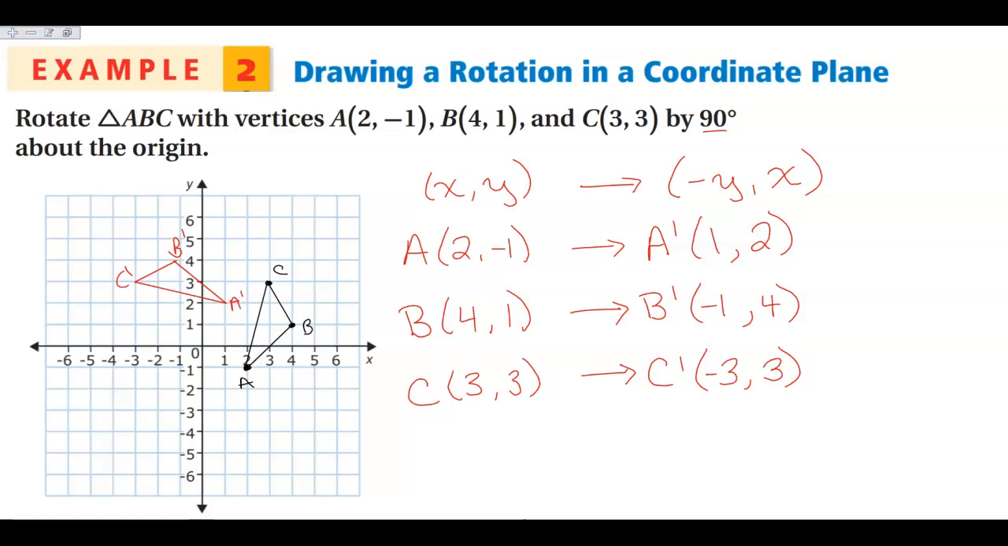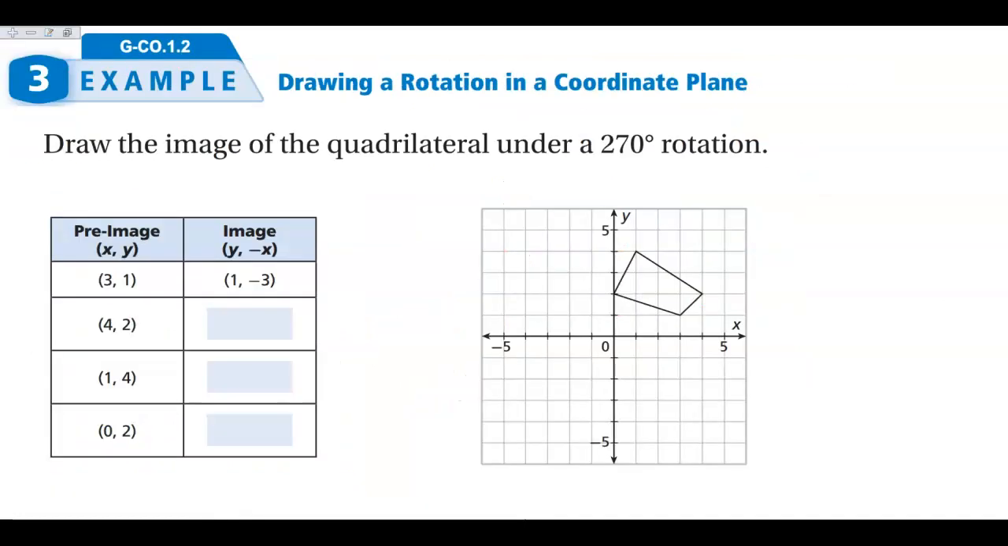All right, let's look at another example. If you have questions on that one, go ahead and write them down. Our next example, we want to use a 270 degree rotation. We see they've actually graphed the image for us, and they've already written our rule. So it's (y, -x) for 270. Let's finish figuring out where our points are.